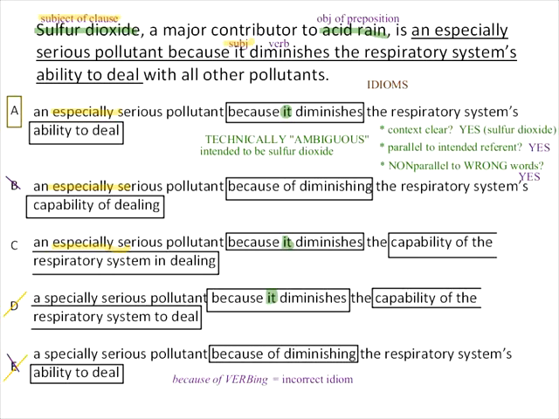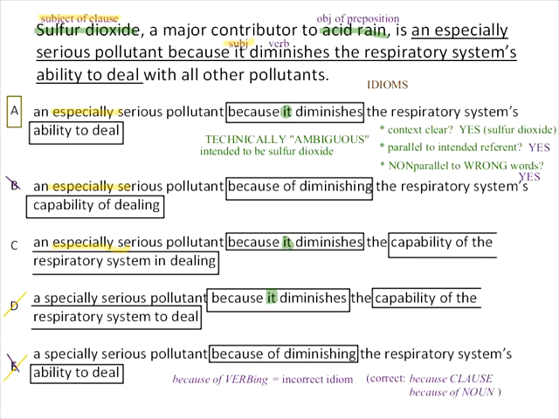And then you have to follow "because" with a clause, or if you say "because of," a noun. So for the correct versions, you can either say "because" followed by a whole clause, and that's what A does, or "because of" plus a noun. Those are the two correct versions of that idiom.